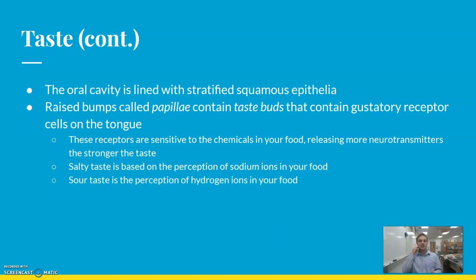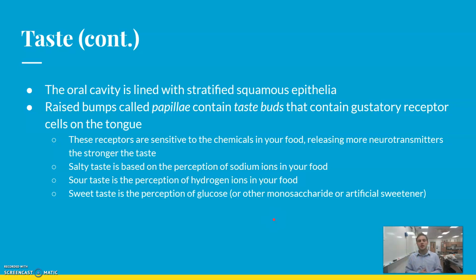If we're tasting something sour, actually what we're tasting is the acidity of something, so how acidic something is. The more hydrogen ions there are, the more sour that food is going to be, because acid is all based around how many hydrogen ions there are. So, more hydrogen ions, the more sour your food is.